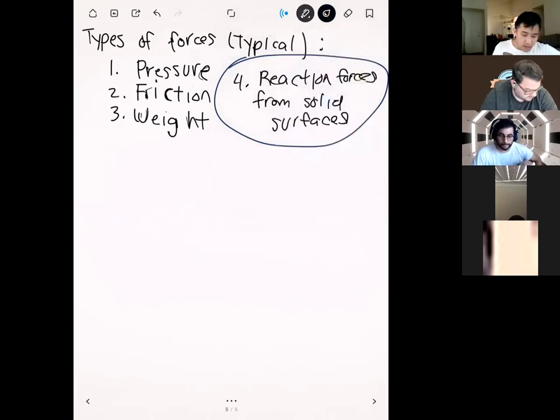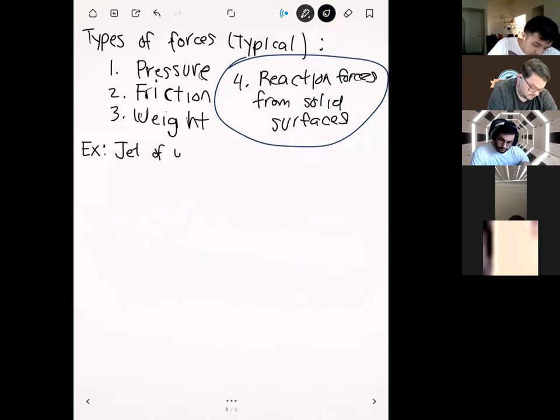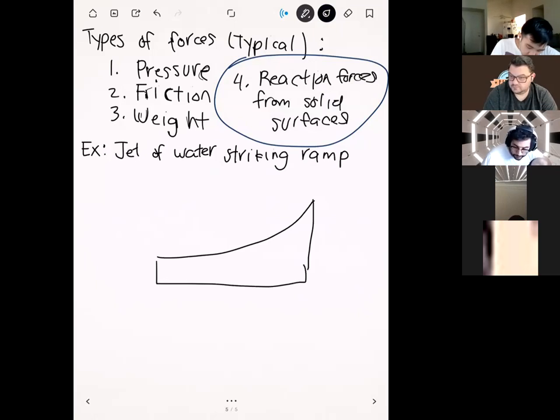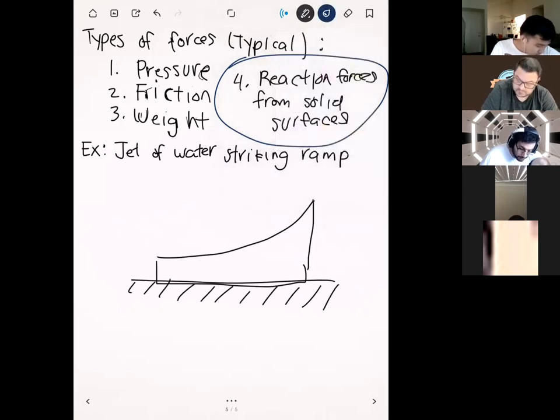Let's do an example. Let's say that we have a jet of water striking this ramp. Let's say the ramp looks like this. This ramp is anchored to the ground, and at this ramp, we're going to shoot a hose of water. It's going to follow the ramp and look like that.